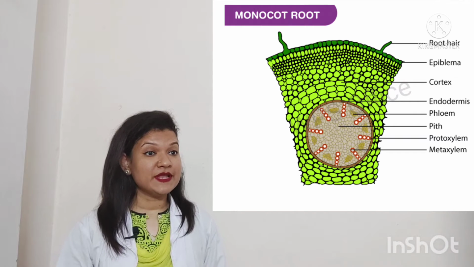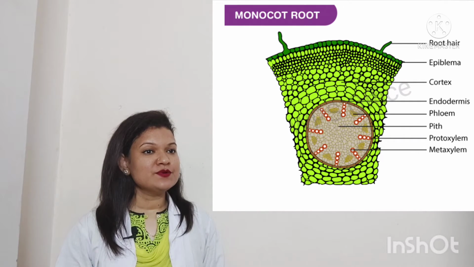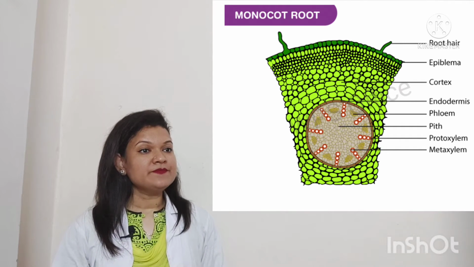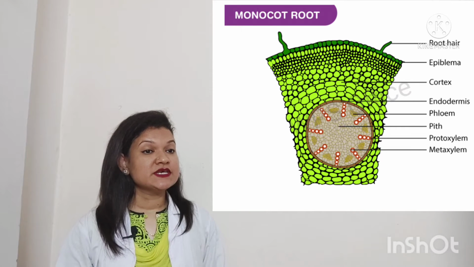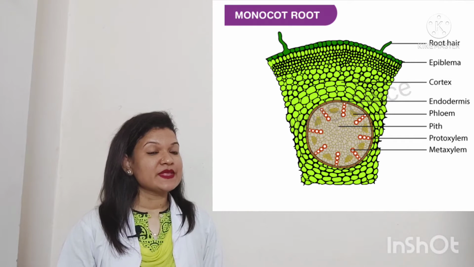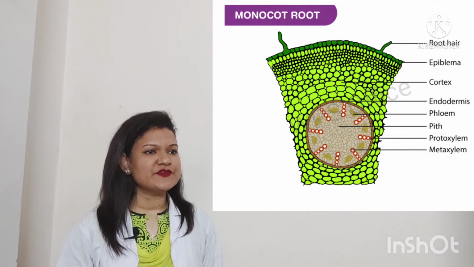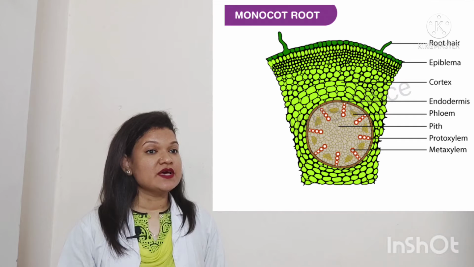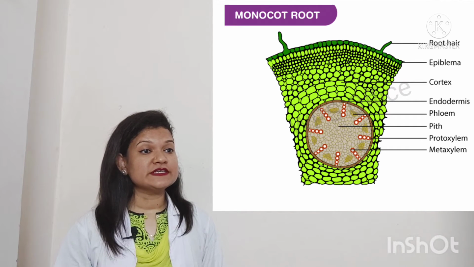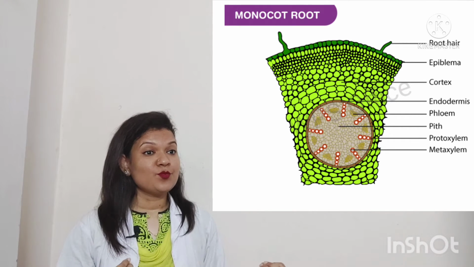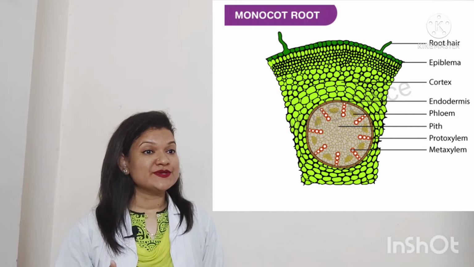Number 1, epiblema without cuticle. We know what is epiblema. The outer layer of roots is called epiblema. Unicellular root hair is present here. Number 2, cortex is wide and homogeneous. Number 3, vascular bundles are radial, xylem exarch, and xylem elements arranged in a chain. Number 4, the number of vascular bundles, like xylem and phloem bundles, is more than 6, and pith is wide. So these are the characteristics of monocotyledonous roots.